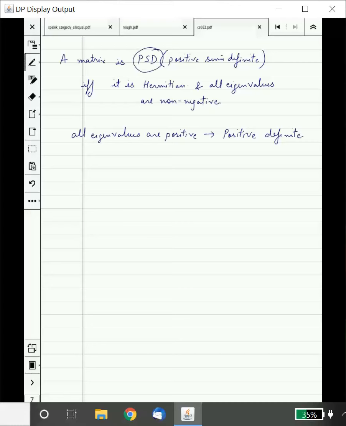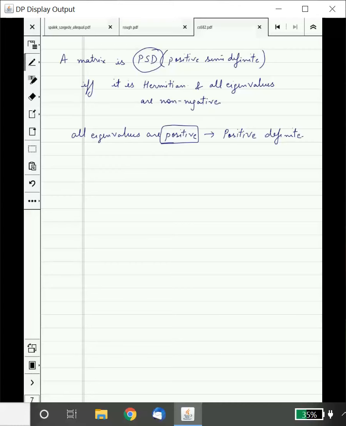They form a closed cone. If you don't know what it means, don't worry about it. It's just important to know that these are the matrices which will feature again and again in quantum computing. Sometimes, if we make a slightly stronger restriction and don't allow eigenvalues to be zero, then the matrix is called positive definite. Otherwise, when all eigenvalues are non-negative, it is called a positive semi-definite matrix.